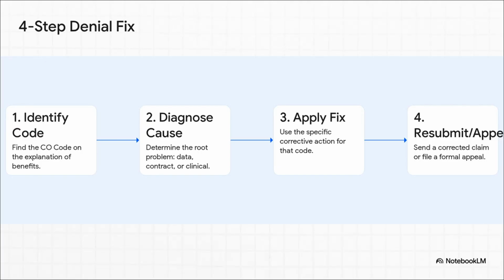It's a simple 4-step playbook. Step 1, identify the CO code on the explanation of benefits. Step 2, diagnose the root cause. Is it a data issue, a contract issue, or a clinical one? Step 3, apply the specific fix we've been talking about. And finally, step 4, resubmit or appeal. You do this every single time, and suddenly, you're not just reacting to chaos, you've got a system.